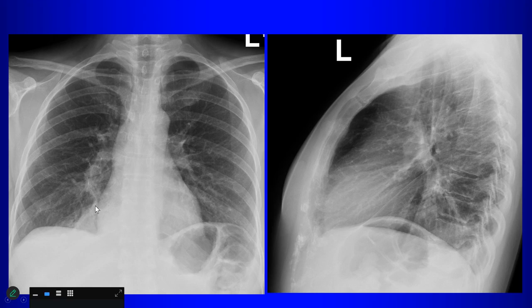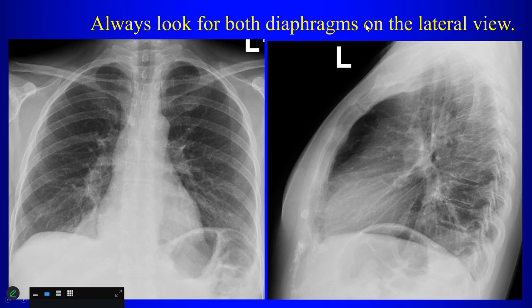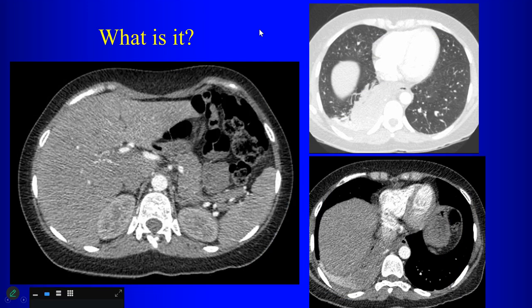There's a spine sign, right? So there's something going on where? What lobe? Right lower lobe. Always look for both posterior diaphragms on the lateral view. You'll pick up small pleural effusions, you'll pick up pneumonias, you might pick up something like this. What is it?